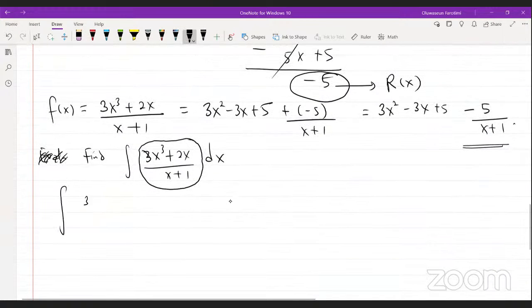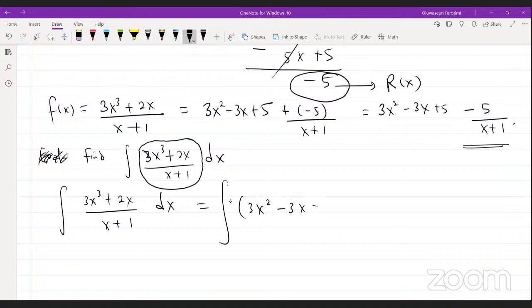You have plus 2x divided by x plus 1 dx. This is equal to, remember, we've been able to split this integrand. We got 3x squared minus 3x plus 5 minus, you have a 5 right here, over x plus 1 dx.